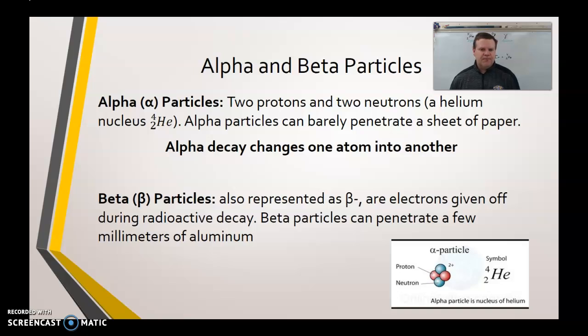A beta particle is essentially just electrons coming out of the nucleus. So when something undergoes a beta decay, you actually get a neutron that's going to be turning into a proton, which is kind of unique, and then an electron is given off out of that too. So there's your symbol right there for a beta particle. I'll give a little bit more information on that in a second here.